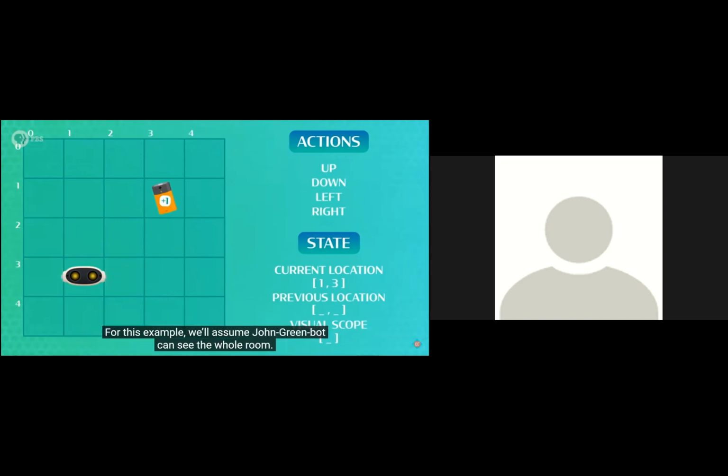For this example, we'll assume John Greenbot can see the whole room. So when he moves up, or any direction, his state changes. But he doesn't yet know if moving up was a good idea, because he hasn't reached the goal. So, go on, John Greenbot, explore.